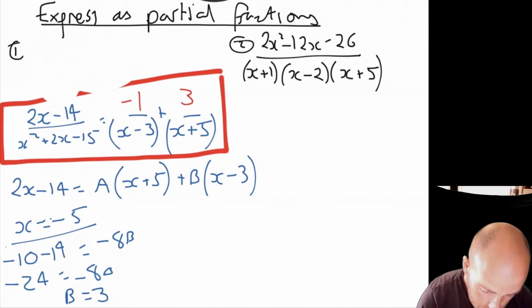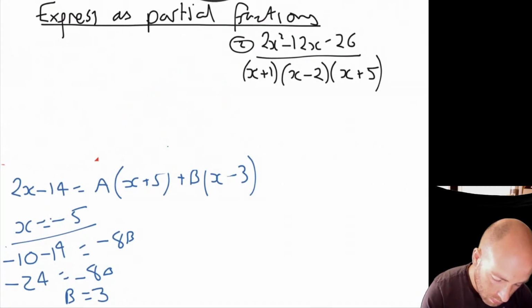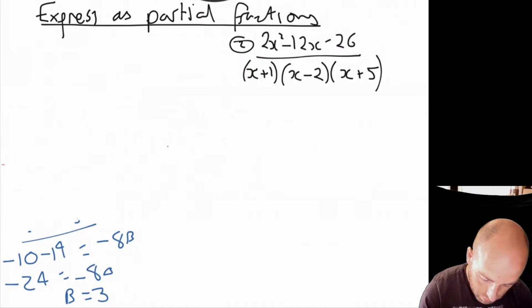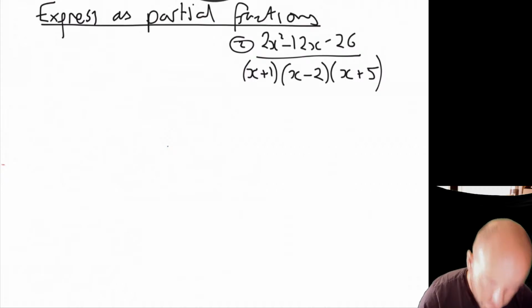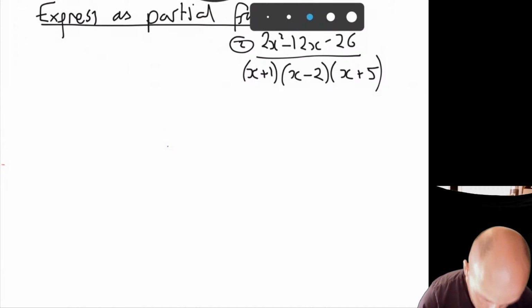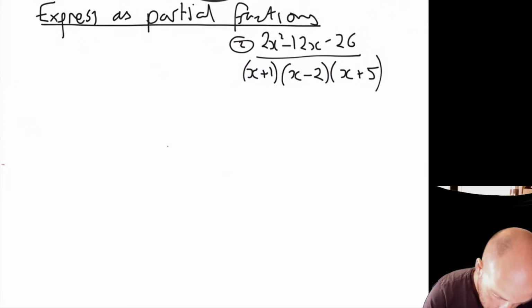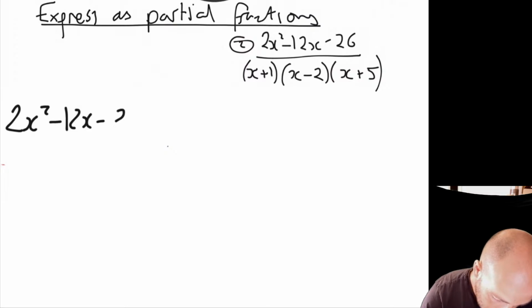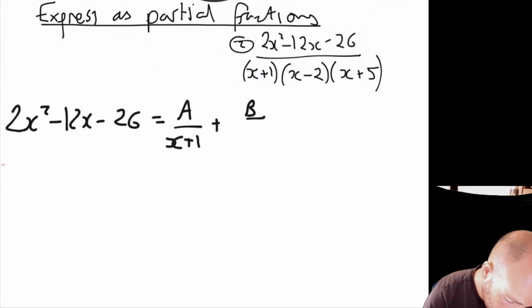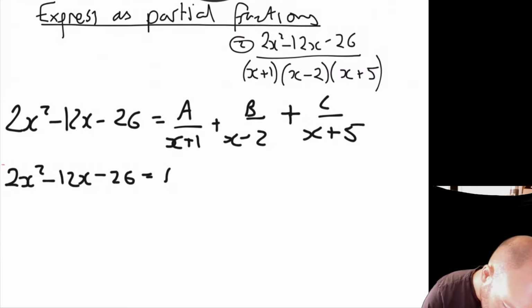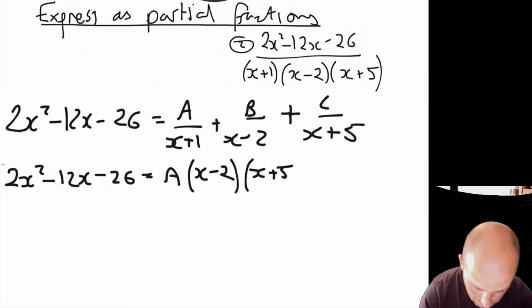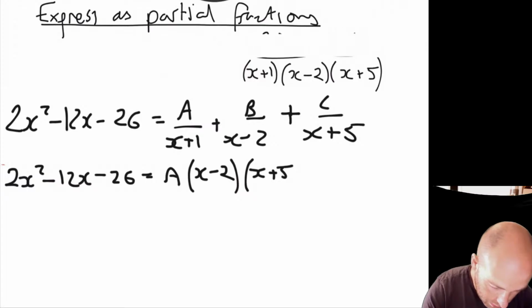So the other one is more long-winded, but it's not really any harder. So we're going to split this up into three fractions. 2x squared minus 12x minus 26 is A over x plus 1 plus B over x take 2 plus C over x plus 5. So let's skip that stage. So 2x squared minus 12x minus 26 equals A. Now we're going to need to cross multiply everything here. So we're going to need A times x minus 2, x plus 5. I'm going to run out of room. Let's just rewrite some stuff.